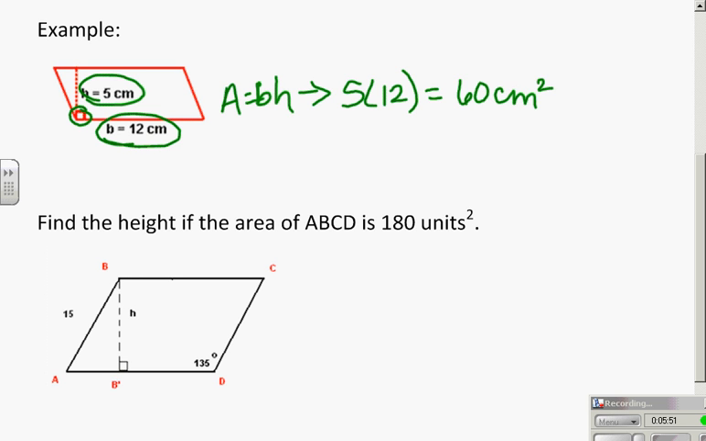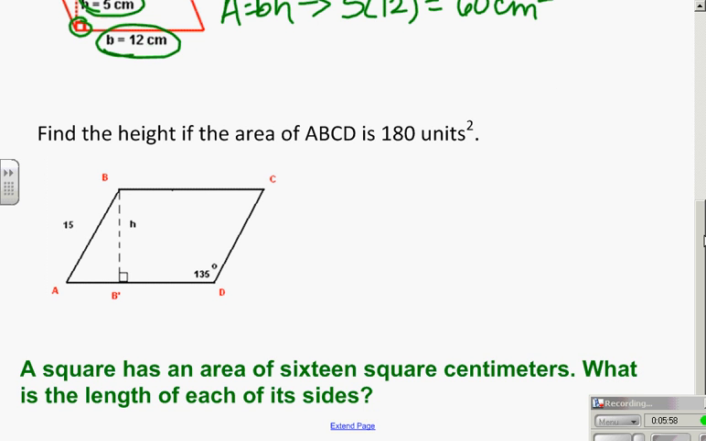Now, this one goes way back in knowledge. It says find the height if the area of ABCD is 180 units squared. And this actually should say find the base, our typo for the day. Now, at first glance, it doesn't feel like there is enough information, but this 135 tells us something.